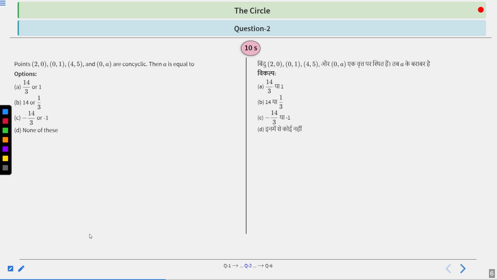So what we will do, we will try to write the standard equation of a circle, and the points (2, 0), (0, 1) and (4, 5) are passing through the circle. So by putting these values we can easily find the values of the coefficients and the constants. Clear? And you can easily find the equation of the circle, and (0, a) is also passing through that circle. So by putting the values of 0 and a in the equation of the circle you can easily get the value of a. Got it? So in this way you can try to approach this question.